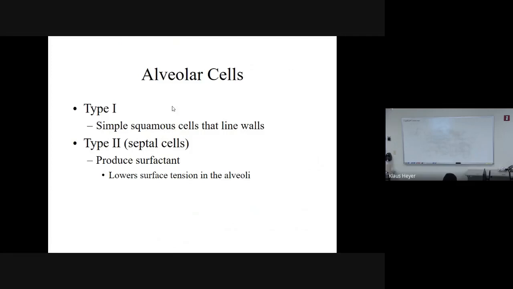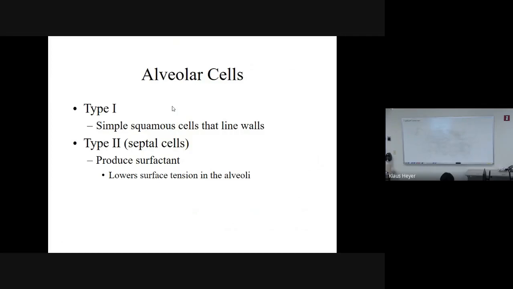Type 1 cell is just the epithelial lining of the alveolus, right? Everything's lined with epithelial tissue. So what lines your alveolus? Epithelial tissue. What lines your capillaries? Epithelial tissue. The lining of anything is epithelial tissue. So that's what type 1 alveolar cells are. I put simple squamous because it just makes sense. You don't want many layers of cells. You're trying to get oxygen into your blood, so you want it to go through just one layer of cells. And squamous because you want it to be a thin layer. You don't want it to be cuboidal.